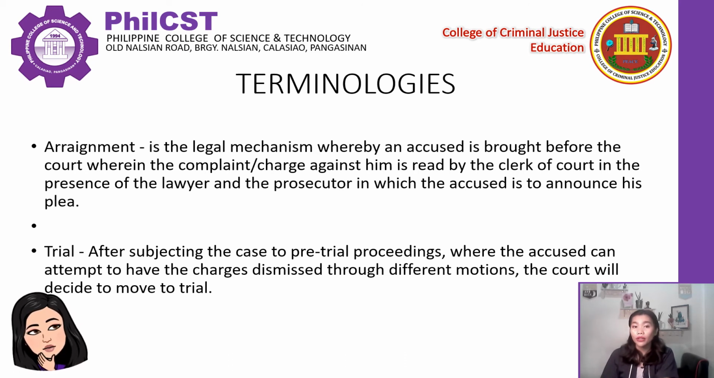So the next term is trial. After subjecting the case to pre-trial proceedings, where the accused can attempt to have the charges dismissed through different motions, the court will decide to move to trial. Generally, when the case is already on trial, the next chance that the accused can move to dismiss is to file a demurrer to evidence after the prosecution rests its case, or after they are done presenting their evidence. Presentation may take a while, so some accused try to prevent or delay their case from reaching trial.